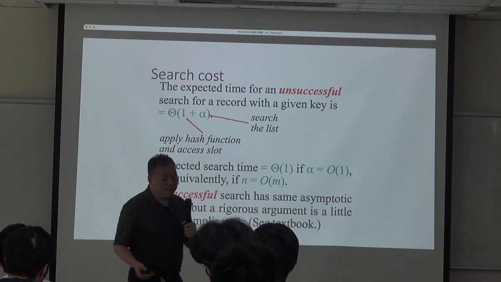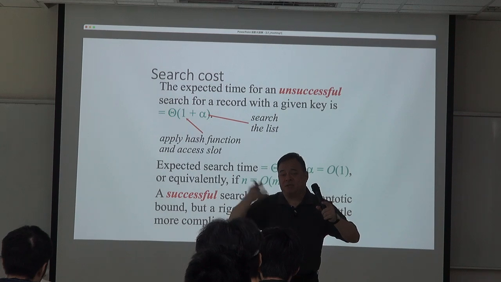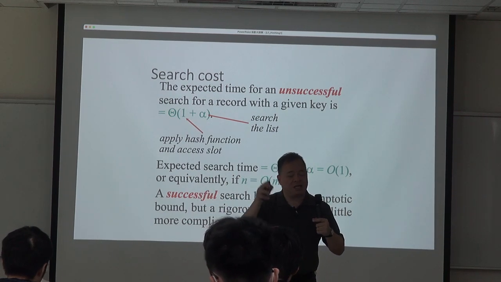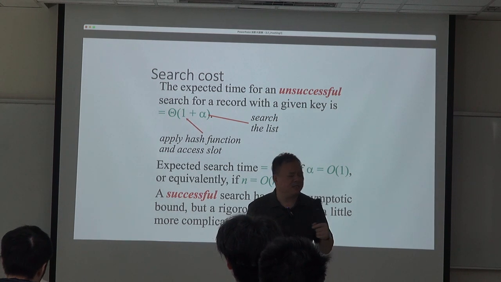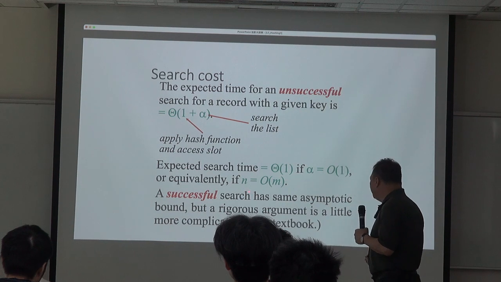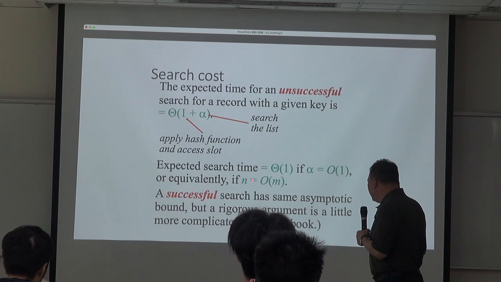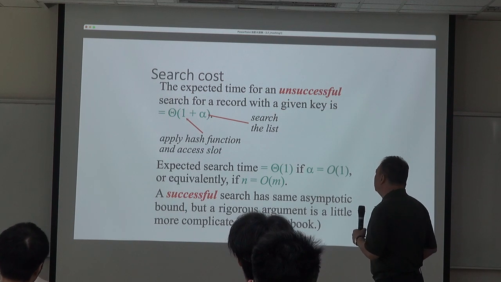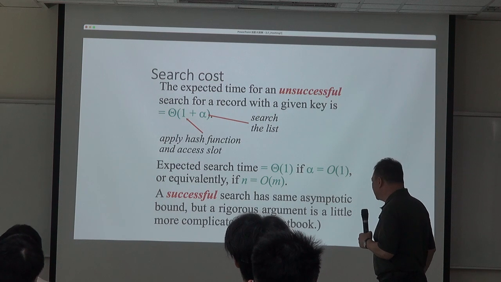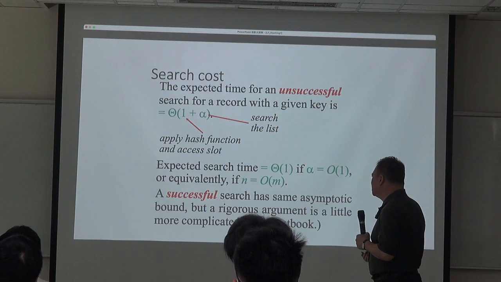Basically, you can assume it's like half of this amount of time, right? But still, it's 1 plus alpha, divided by 2, which in terms of time complexity is still the same formula. So it will be the same asymptotic bound, but a rigorous argument is a little more complicated. You can check out the textbook for a more rigorous derivation of a successful search. The time complexity will still be 1 plus alpha.